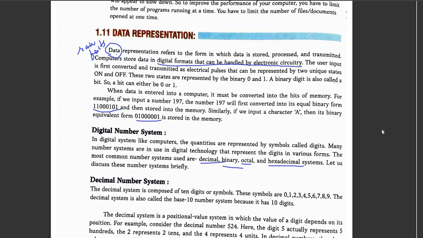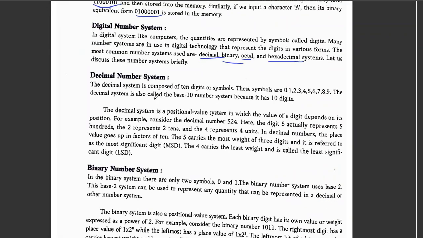Once you study these number systems you will understand. So first of all we'll study the decimal number system. Deci means 10. So this number system will contain 10 symbols.